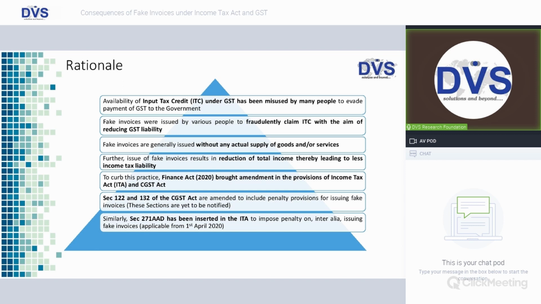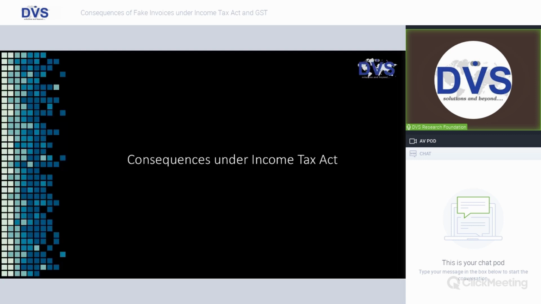Again, in GST, as I said, someone can claim ITC in a wrong or fraudulent manner, using that as a mechanism to claim ITC and reduce their GST liability. Section 122 and Section 132 of the CGST Act are there for the consequences of fake invoices in GST. Under the Income Tax Act, it is Section 271AAD, introduced via Finance Act 2020, applicable from 1st April 2020 for fake invoices.